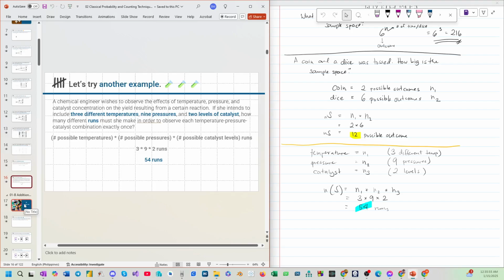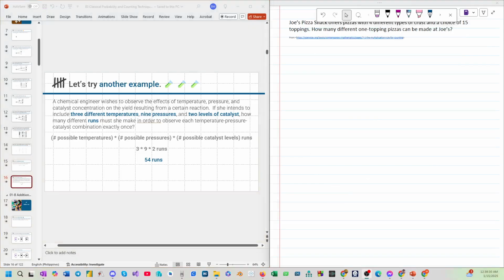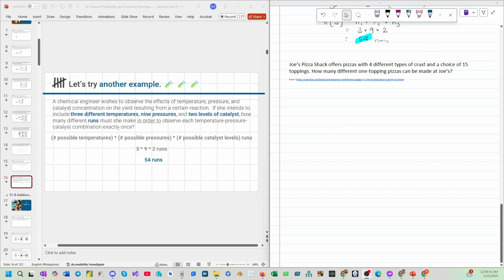Hindi ko siya matuloy kasi tayo sa example, no? Let's see if we can find some example. Saglit. Hello. Alright, so I found one good example here. Actually several examples. Medyo may mas malupit pa dito.